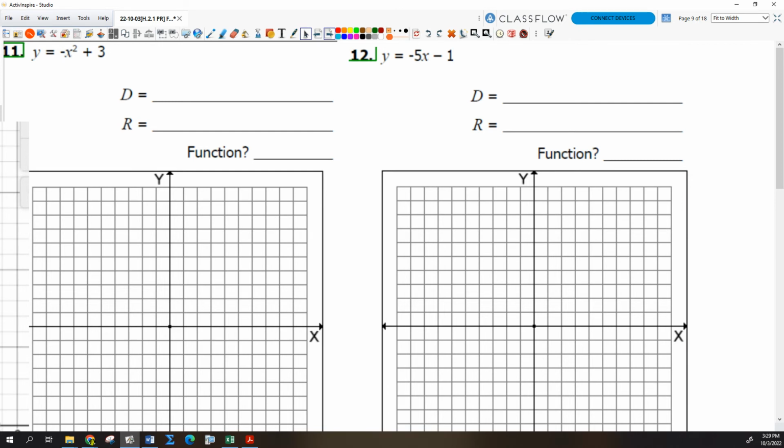So number 11, we've got y equals negative x squared plus 3. Okay, so we don't really know how. You don't have graphs on yours? Oh, okay. Yeah, so here's, right. To do this at this point, we don't really know how to graph quadratics yet. We haven't even reviewed how to graph lines yet, right?